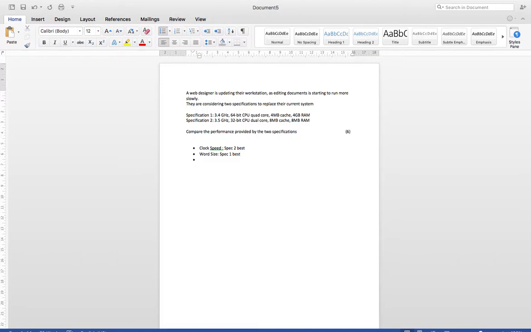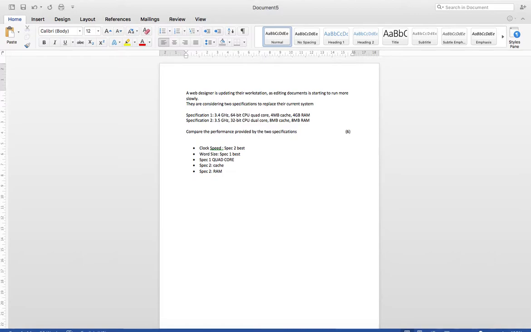And then obviously, again, spec 1 with the quad core is better again. I'm actually thinking that the 64-bit is probably a bit out with the scope of our course, but definitely the quad core, dual core part, I would expect to see that coming in. Spec 2 wins on cache memory, and finally Spec 2 wins again on RAM. And these are what I would expect to see for all students making a good attempt at covering them.